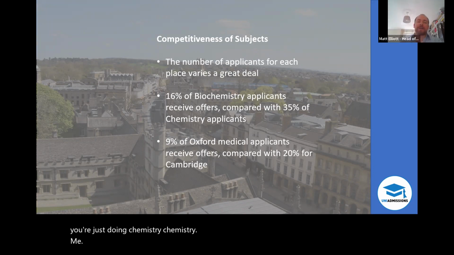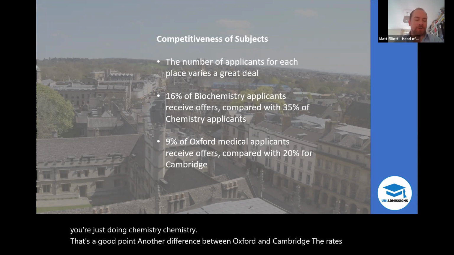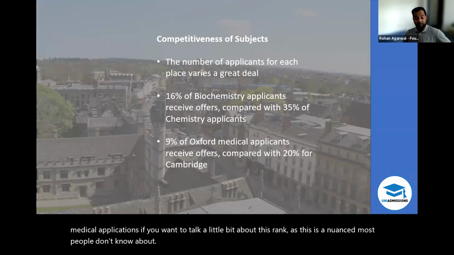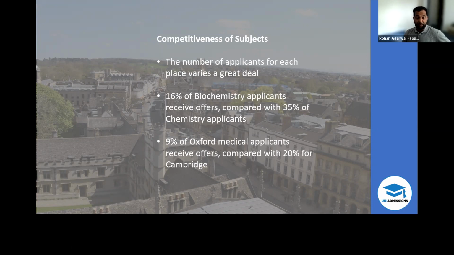That's a good point. Another difference between Oxford and Cambridge are the rates for medical applications. If you want to talk a little bit about this, Rohan, because this is a nuance most people don't know about. Yeah, so the Cambridge Medical School is larger than the Oxford. It's almost twice the size, actually. And what happens is, broadly speaking, most people don't have a firm idea of whether they should go to Oxford or Cambridge.